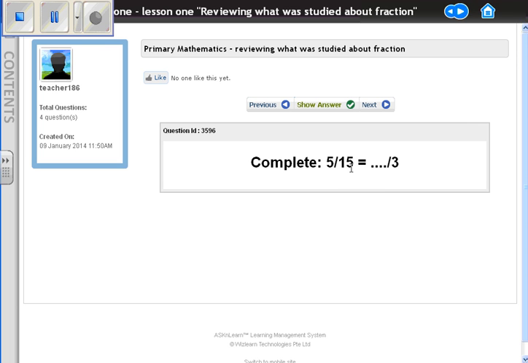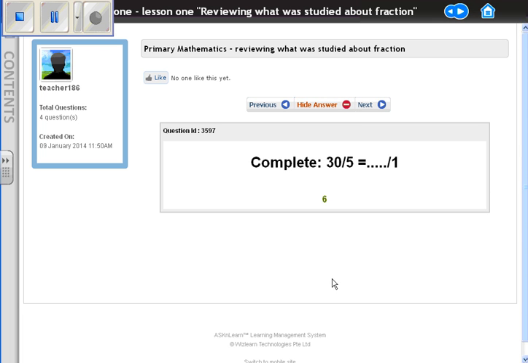Okay, so 15 became 3. So here I divided, not multiplied. I divided 15 by 5. So divide 5 also by 5. So 5 divided by 5 equals 1. Now 5 here became 1. So I divided 5 by 5. So divide 30 also by 5. 30 divided by 5 equals 6.